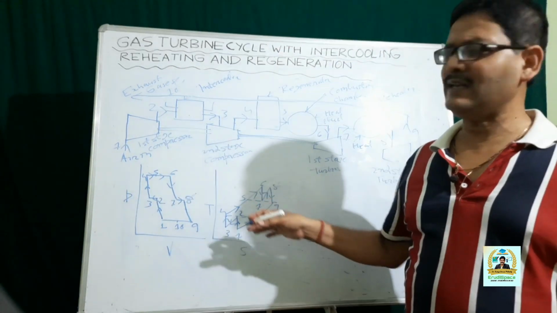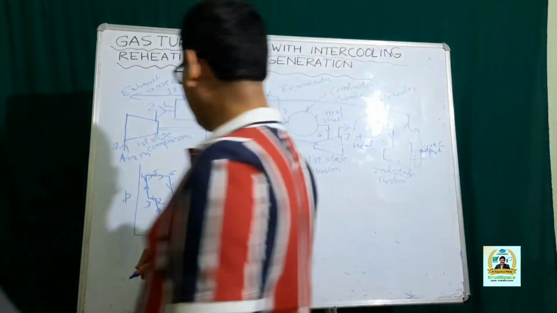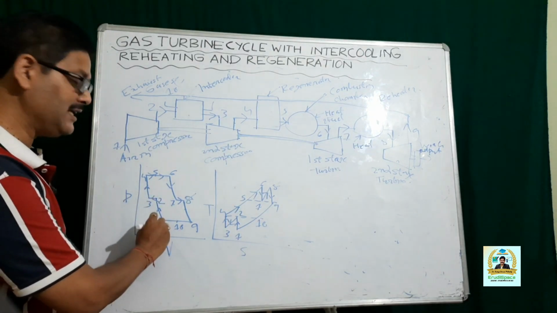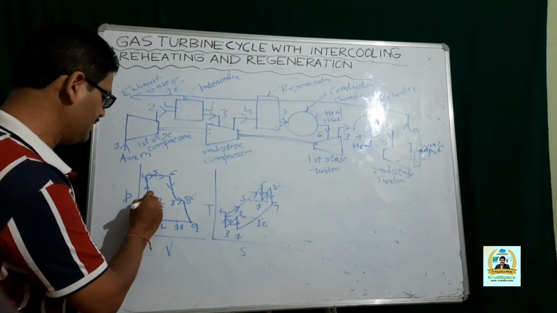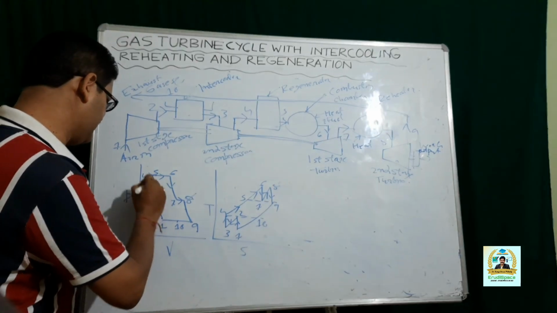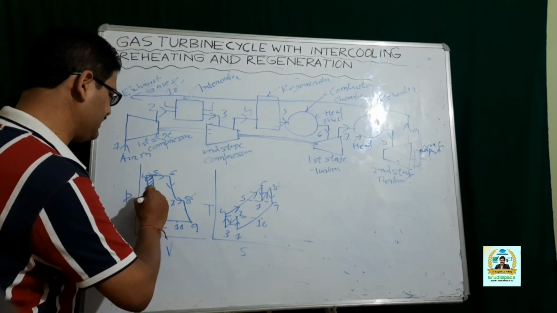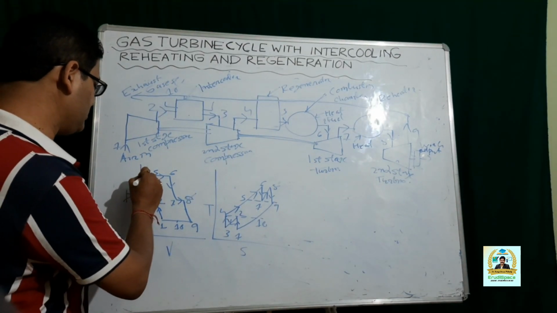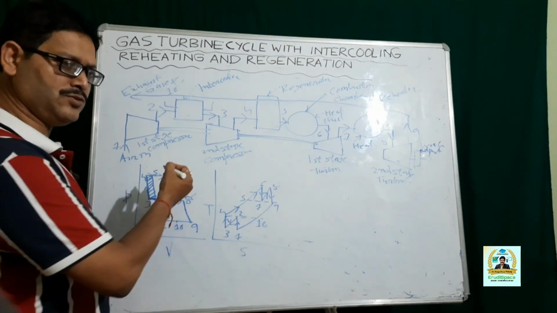So the cycle is also represented in terms of PV and TS diagram. First you have isentropic compression taking place in the compressor. Then we do have the intercooler, and this is the net work saved by reducing the compressor work by providing the intercooler.